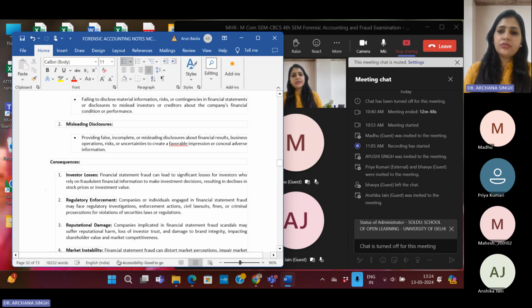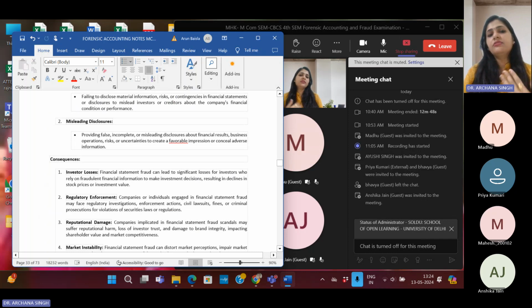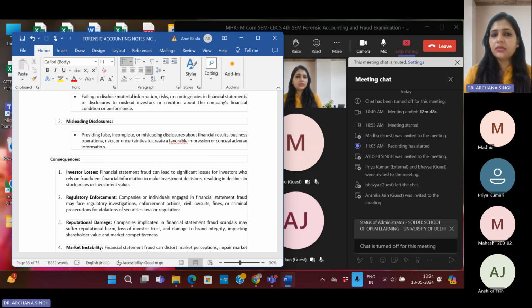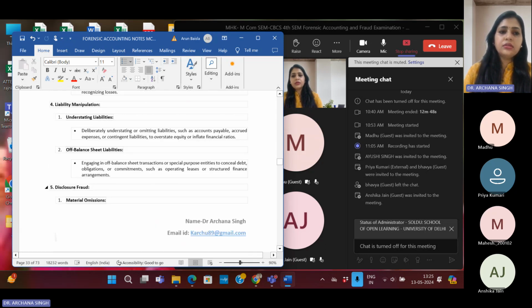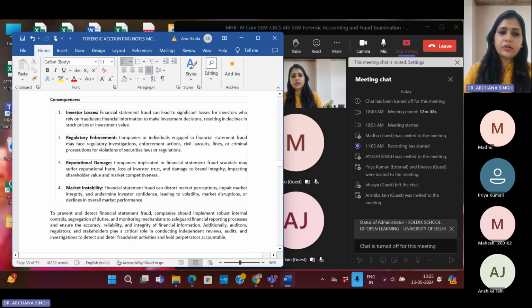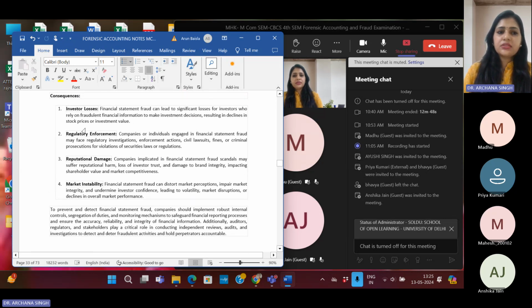Then second is misleading disclosure. Misleading disclosure means providing false or misleading information about the company's financial results, along with its business operations and the risks related to it, and creating uncertainties to mislead. So you are not providing these disclosures accurately. What are the consequences if you are not providing this information accurately? It may lead to investor loss, regulatory enforcement, reputational damage, and market instability.